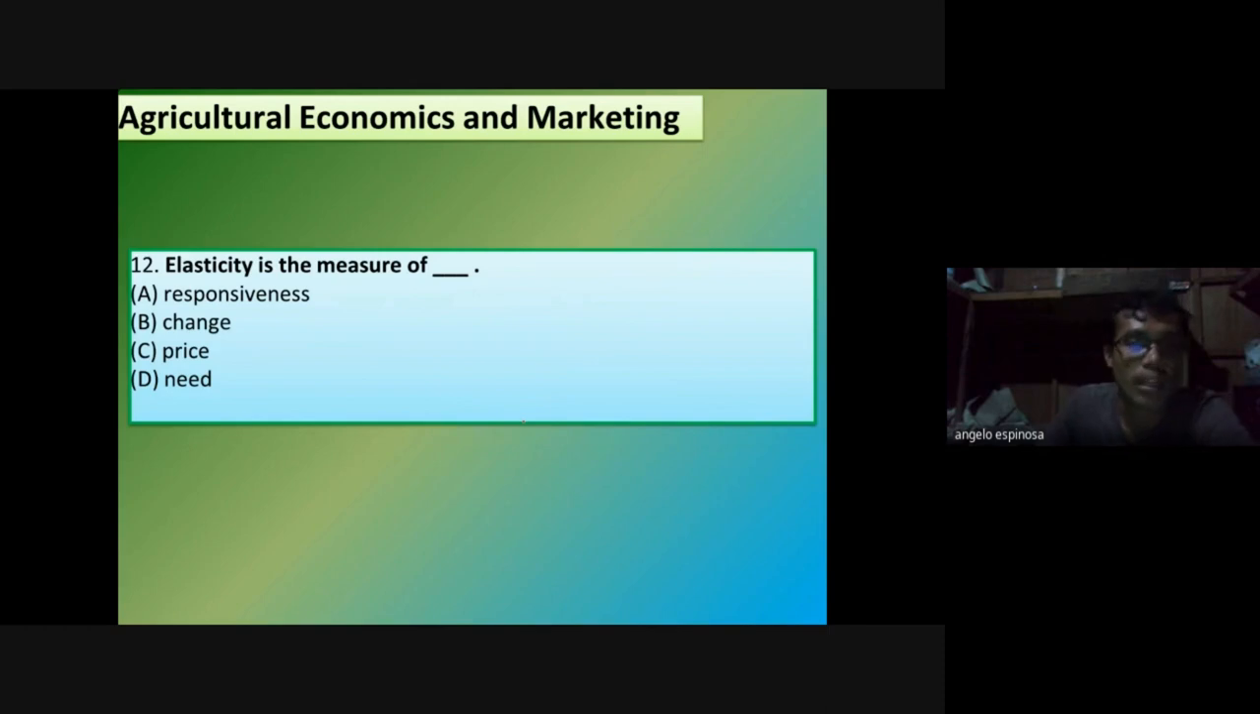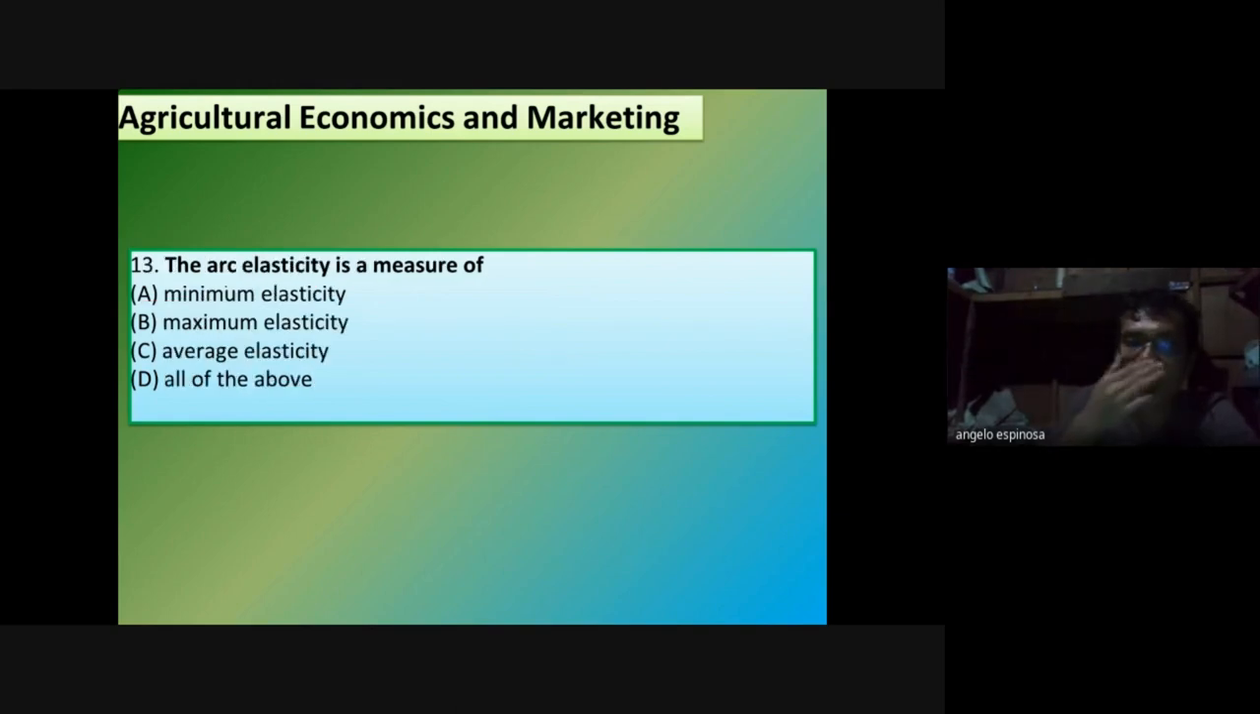So number 12, elasticity is the measurement of letter A, responsiveness. Another term for elasticity is responsiveness. Number 13, the arc elasticity is a measure of two points, that is, the average elasticity.